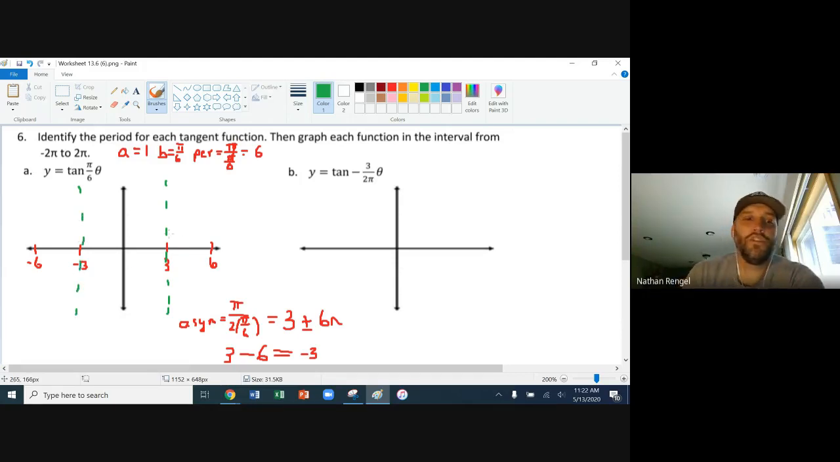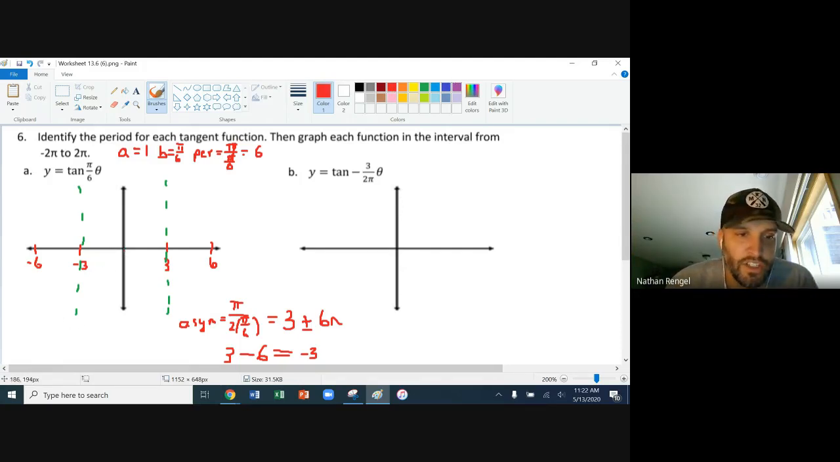Now you could continue making asymptotes forever. You're going to have an asymptote at 9, 15, 21, all the way. You're going to have another asymptote at negative 9, negative 15. So every time you add 6, there's going to be another asymptote there because that period completes the full cycle, asymptote. Completes another cycle, asymptote. So you could continue graphing those.